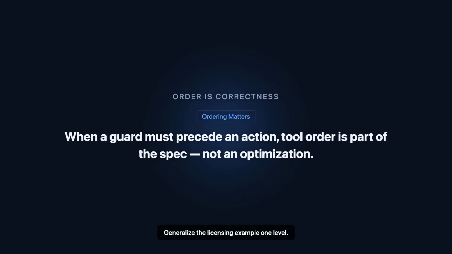Generalize the licensing example 1 level. Whenever a guard must run before an action, a license check, an auth check, a compliance gate, the order of tool calls is part of the correctness spec. Encode it in the system prompt and the tool descriptions, and let the agent enforce it on every request.